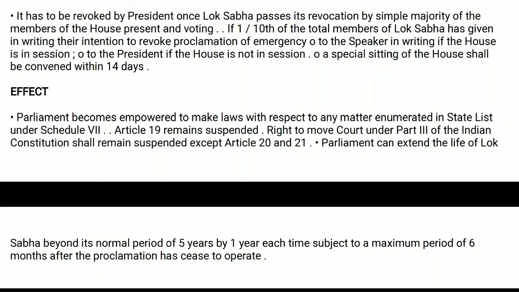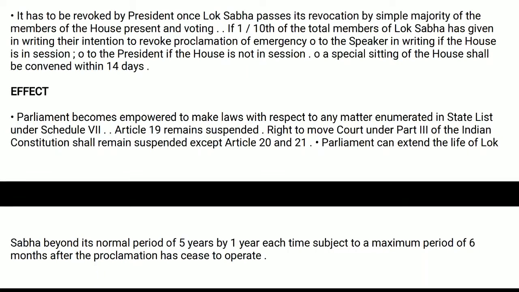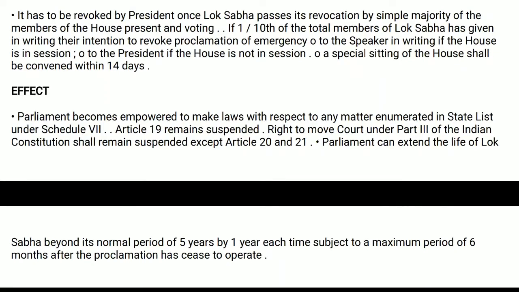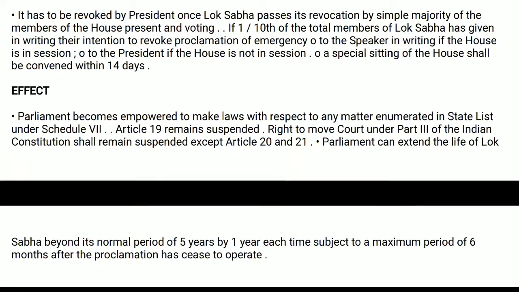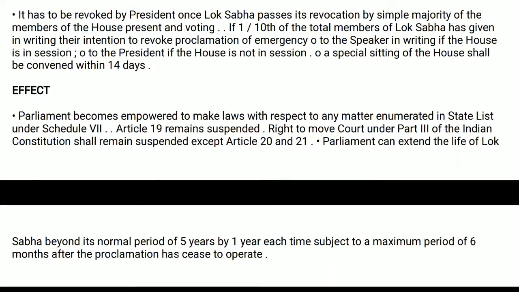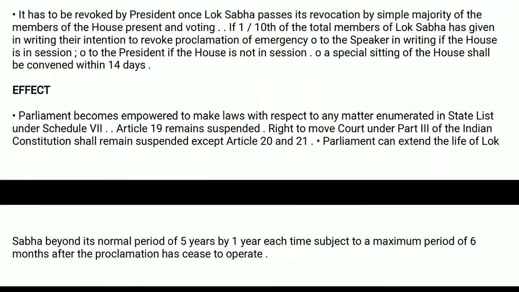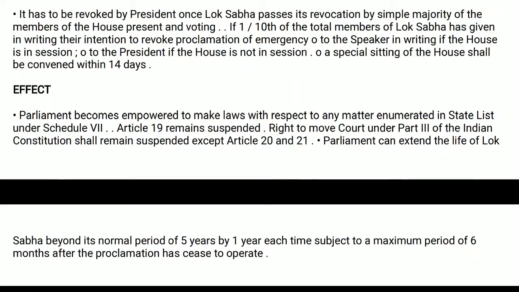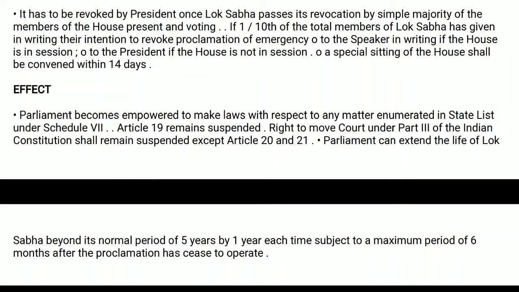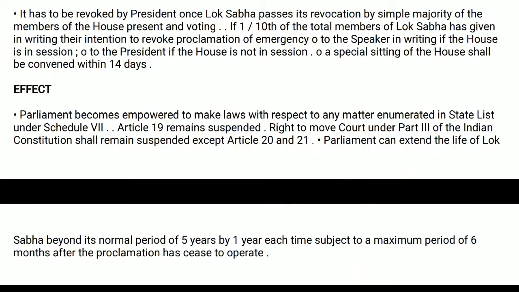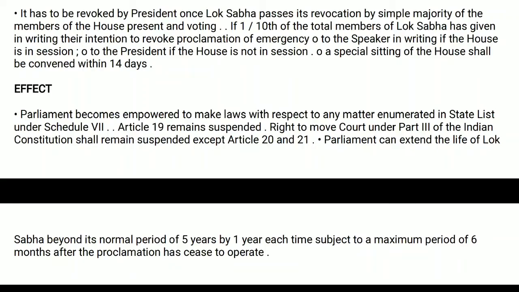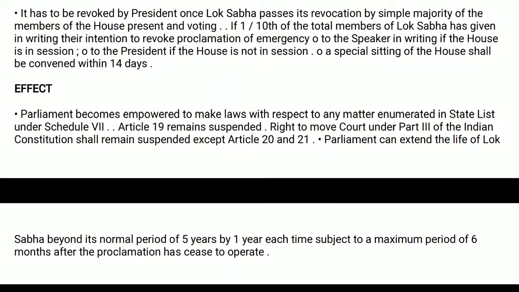Effect. Parliament becomes empowered to make laws with respect to any matter enumerated in the State List under Schedule 7. Article 19 remains suspended. The right to move court under Part 3 of the Indian Constitution shall remain suspended except Articles 20 and 21. Parliament can extend the life of Lok Sabha beyond its normal period of 5 years by 1 year each time, subject to a maximum period of 6 months after the proclamation has ceased to operate.